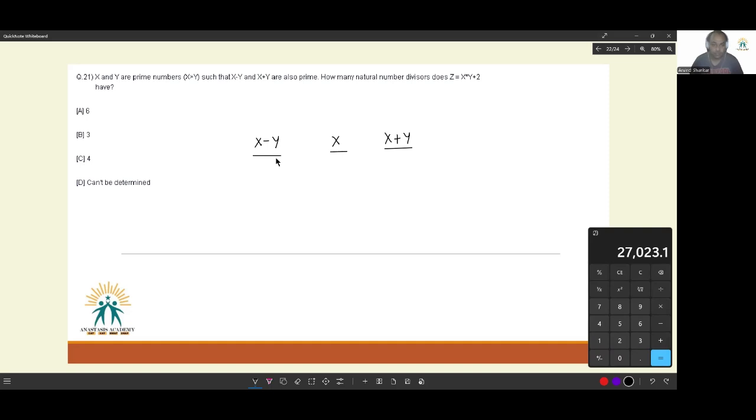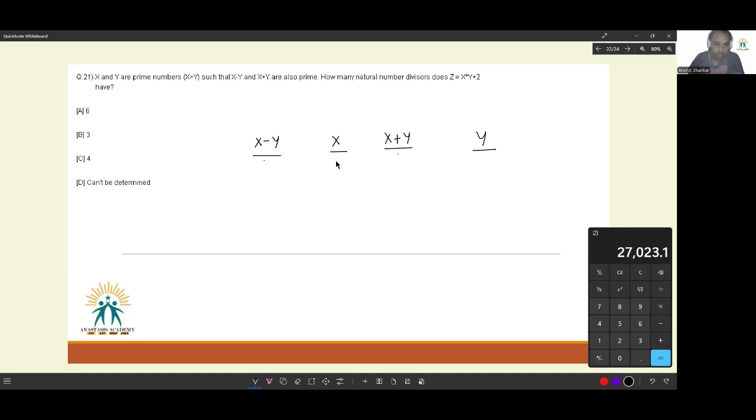These are 3 numbers in AP. And we are also told y is also prime. All 4 of them have to be prime. Now, the only way this can work is, see, if x plus y and x minus y both are prime, there is just one even prime number.